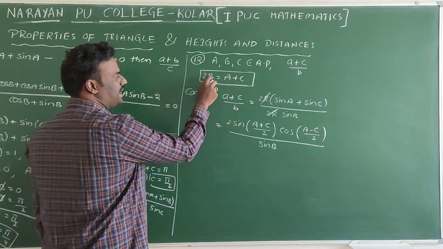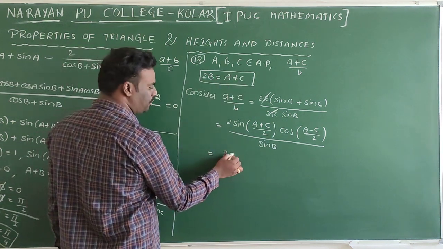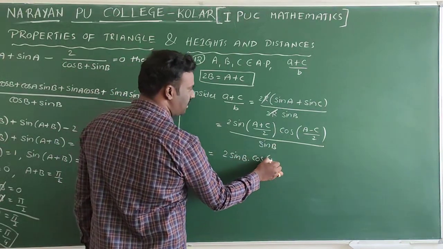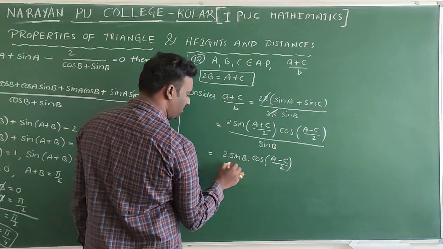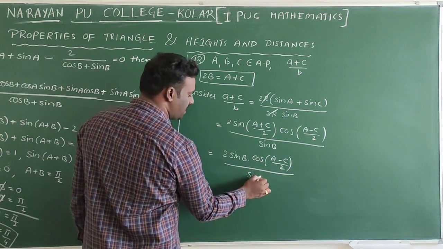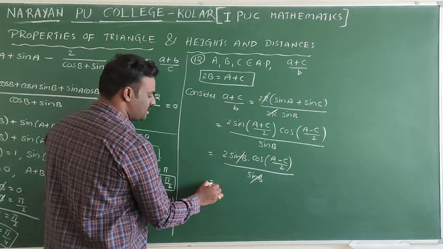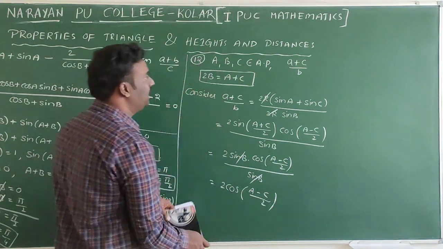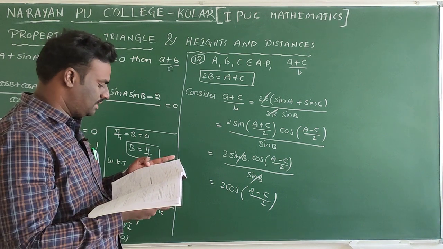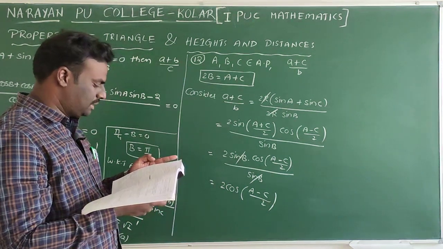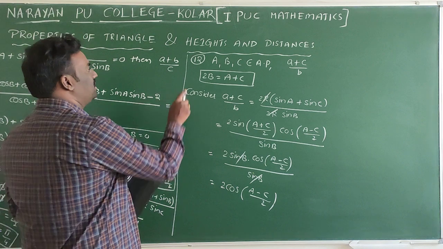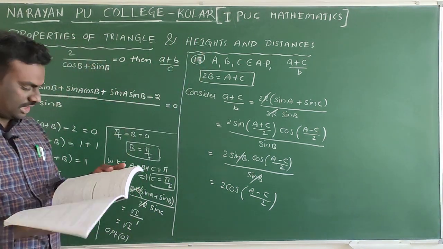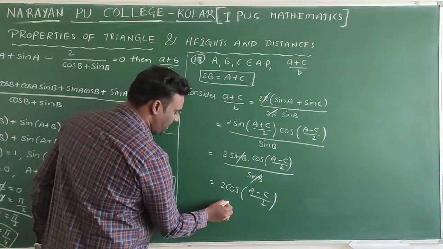In place of A plus C I can substitute 2B. Now 2 sin 2B by 2, that is nothing but B, into cos of A minus C by 2 by sin B. Now sin B gets cancelled. Now 2 cos A minus C by 2 is answer. Sorry, I wrote question number 13th question, 12 I forgot, later I will explain. So 13th question answer is option B.